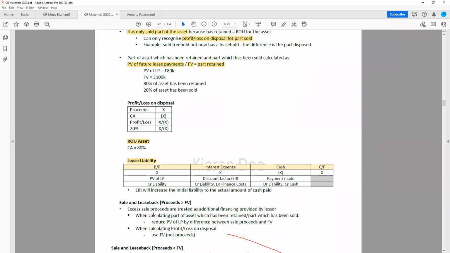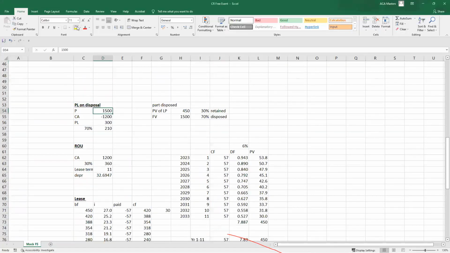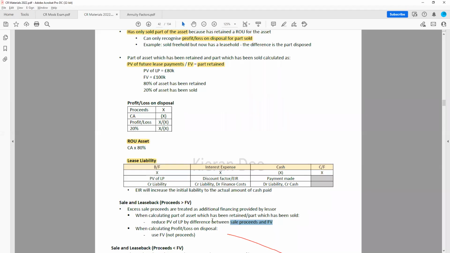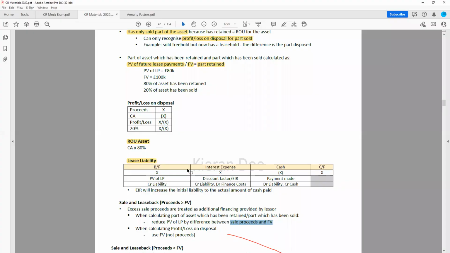It's very similar to what we've just done there. You just have to tweak the profit or loss on disposal, making sure that you use fair value. And because the excess sales proceeds are effectively treated as additional financing, when you calculate the part of the asset that has been retained, you would just reduce the present value of the lease payments by the difference between the sales proceeds and fair value. So your workings would be exactly the same. It's just this number you'd have to make sure is at fair value, and this number here would be reduced by the difference between what the sale proceeds actually were and the fair value. So there's just a couple of tweaks there.